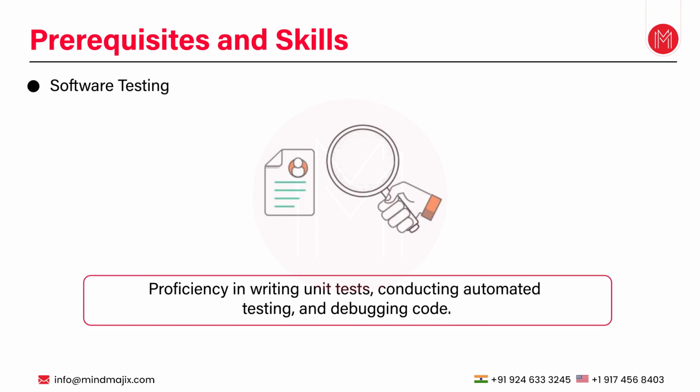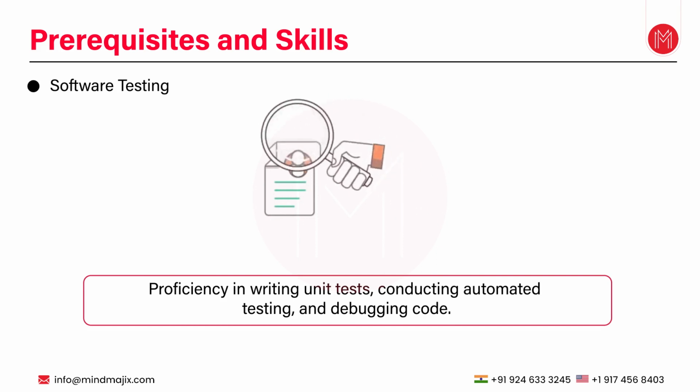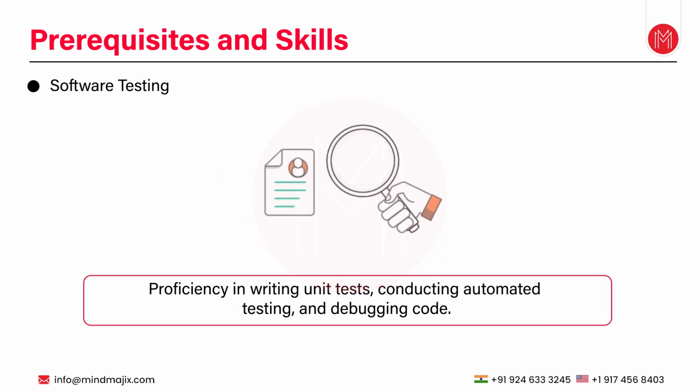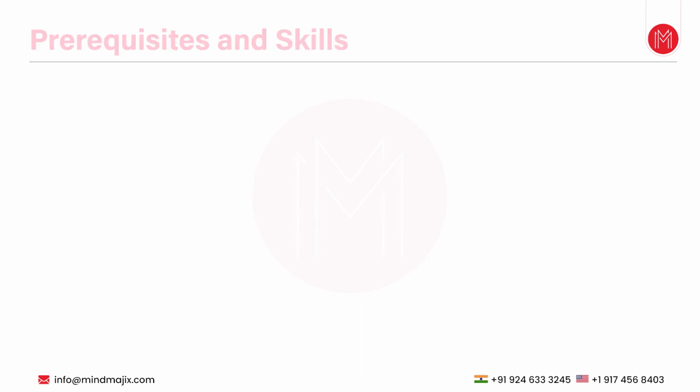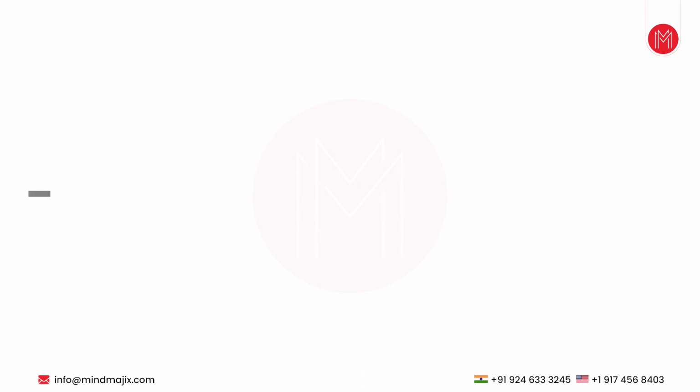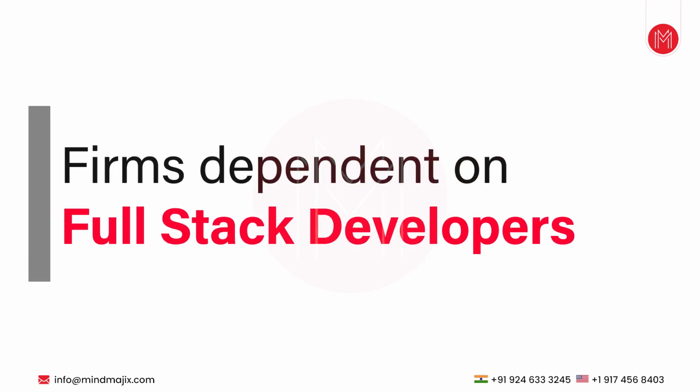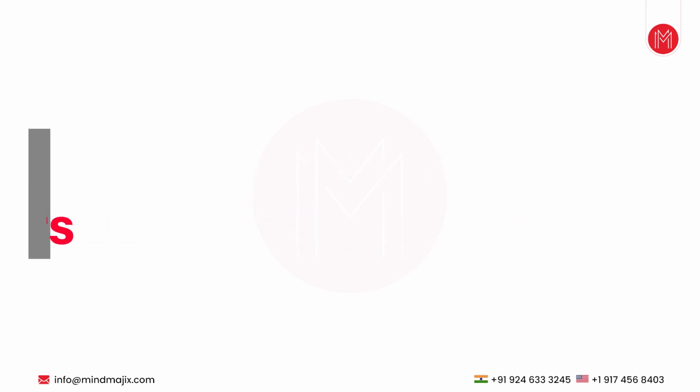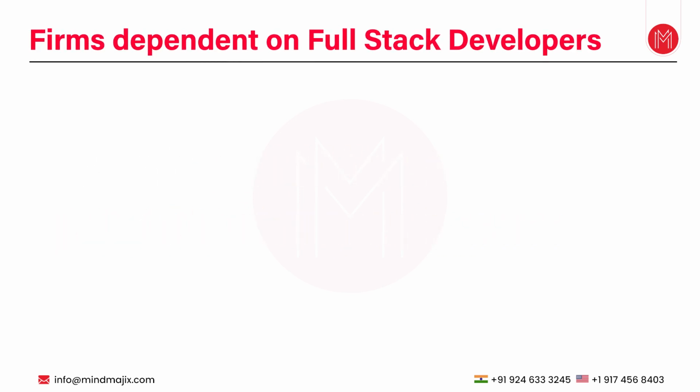Moving ahead, the next important skill set or prerequisite is software testing. Proficiency in writing unit tests, conducting automated testing, and debugging code to ensure the quality and functionality of an application is very important. Next, let us discuss the organizations of full stack developers. So the following are the organizations which are completely dependent on full stack developers.